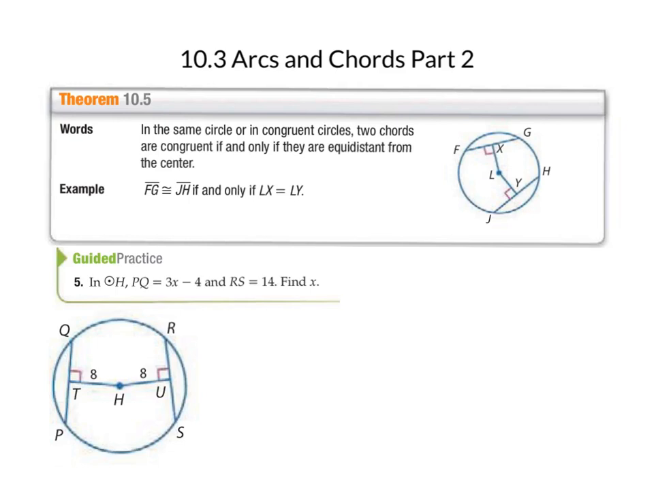Okay, so we know that the distance from the center to each chord is the same because it's both labeled as 8. So therefore we know that chord QP is congruent to chord RS. So PQ is going to be 3x minus 4, and that's equal to RS, which is 14. Now we can solve it and find out what x is.